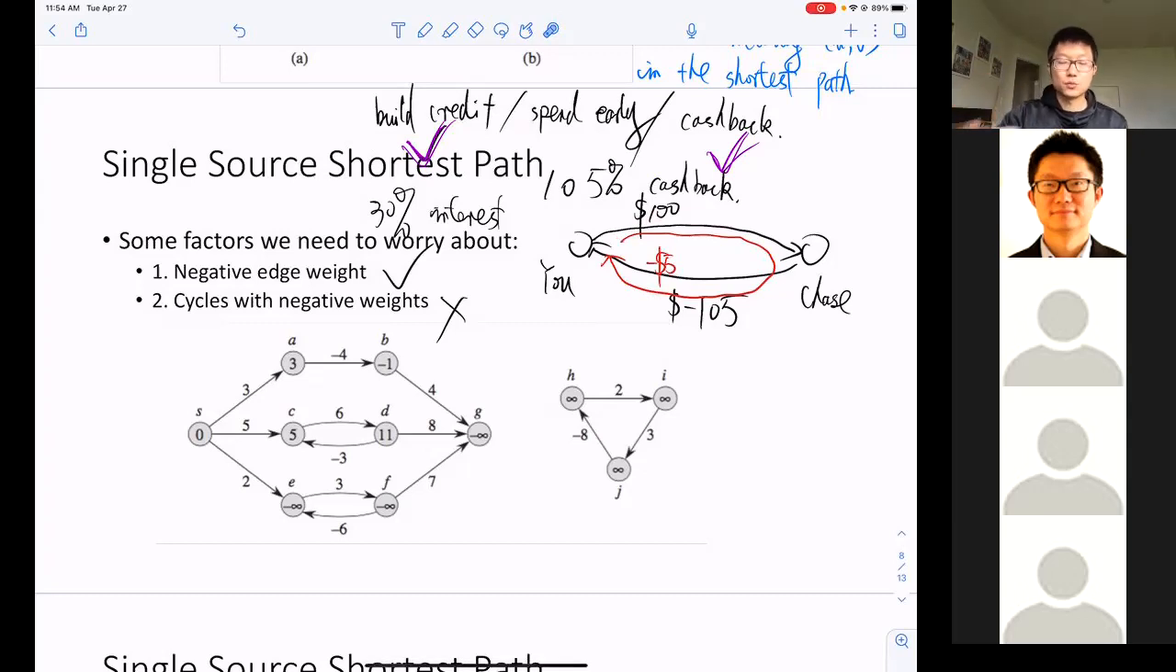Okay, so when we are doing single source shortest path search, we allow negative weights in the graph, but we cannot allow negative cycles, because negative cycles mean that there is a problem with the design of the graph. This is not going to be okay, like the 105% cashback. Just keep those two things in mind, okay? Any questions about these two factors?